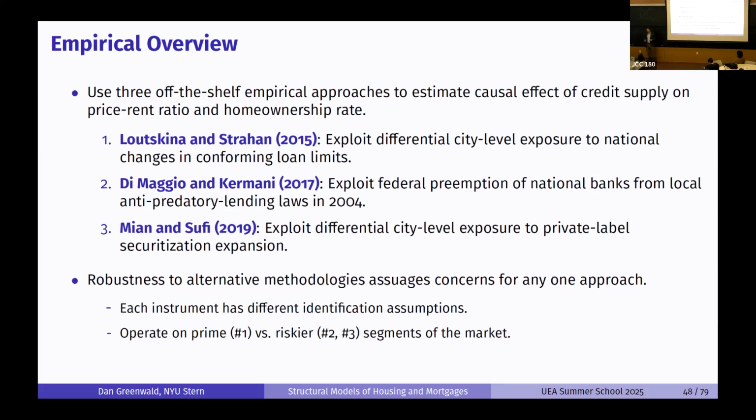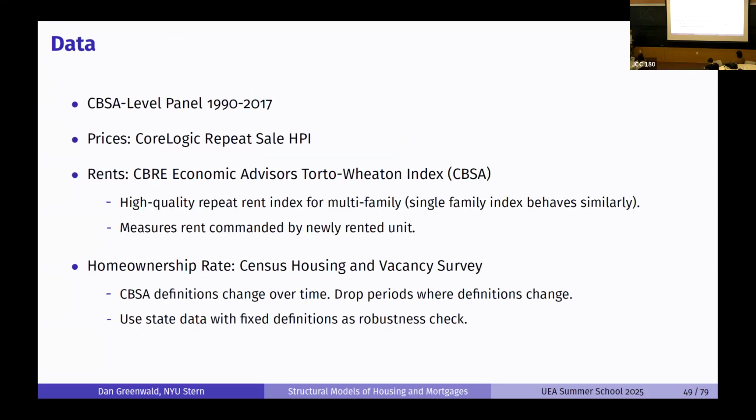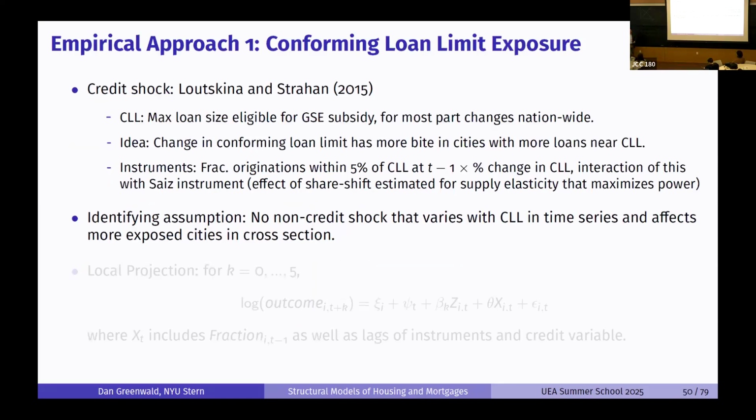So the main one I'll talk about is Lutzkin and Strahan, which is about changes in the national conforming loan limit. But we also use the DiMaggio and Kermani relaxation of anti-predatory lending laws, and a Mian and Sufi instrument about different exposure to private label securitization. I'm going to skip over the data because I don't want to keep you too long. So let's talk about this empirical approach.